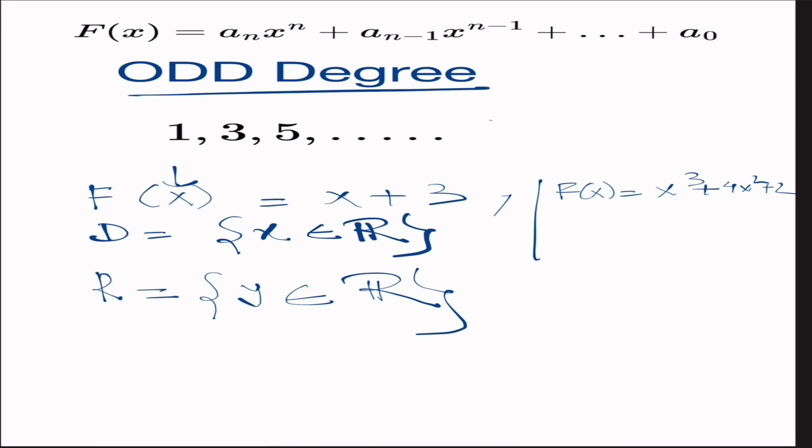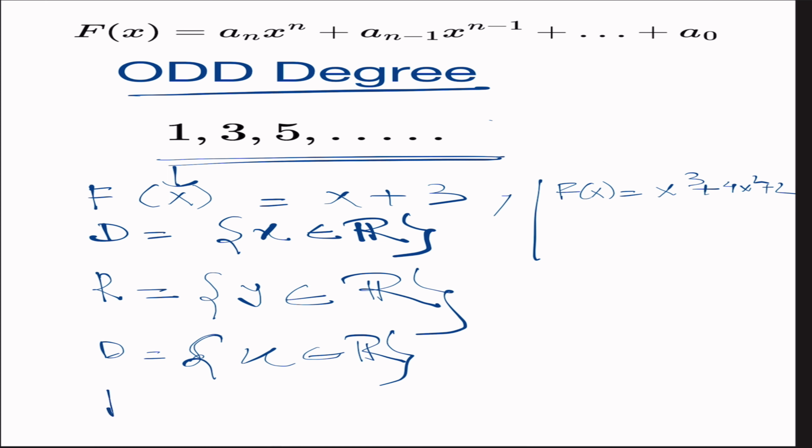When you have odd degrees, it doesn't matter what you put here. So whenever you see an odd degree in a polynomial function, just write it down: the domain is always x all the real numbers, and the range is always y all the real numbers.